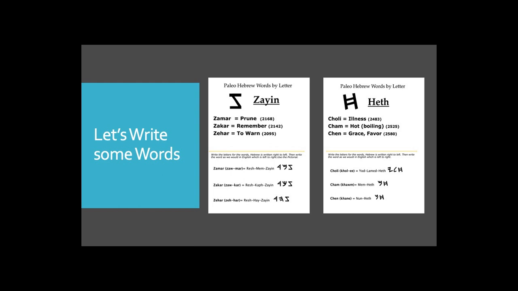Our next word is Zakar. Zakar means to remember. Strong's number 2142. And it is spelled Zayin Kaf Resh. Kaf is about halfway down on your letter chart, just above the Lamed.